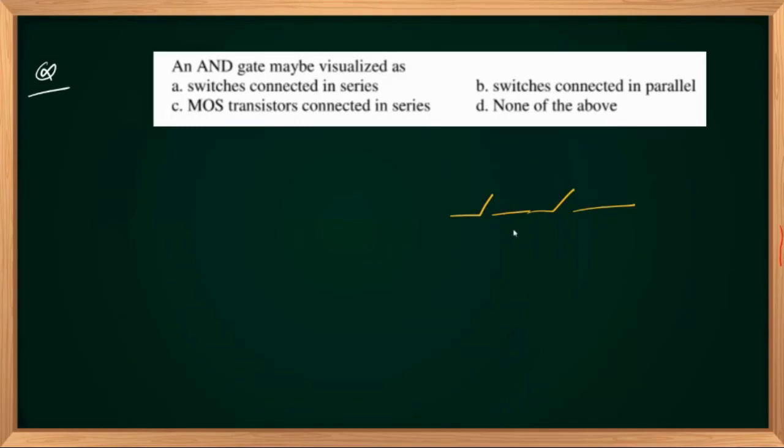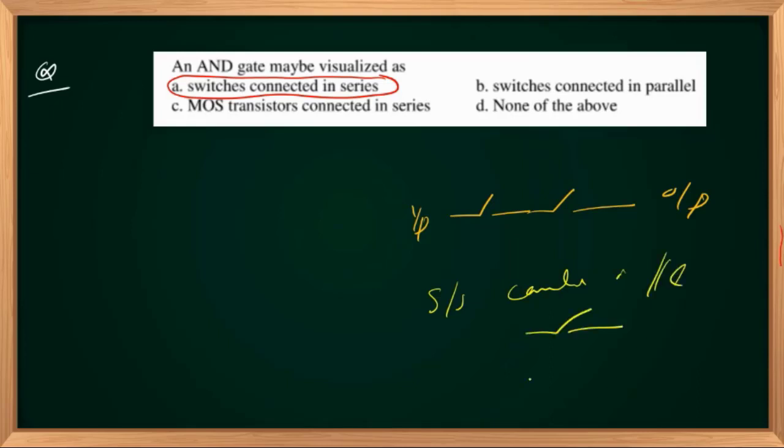Right. Logic 1 means the switch is closed. This is my input and this is my output. Right. So logic 1 means switch is closed. Logic 0 means switch is open. Okay. So AND gate implies both inputs should be equal to 1. That implies it acts as a series switch. Switches connected in series. Whereas your OR gate will be acting like switches connected in parallel, like this. This is for the OR gate.